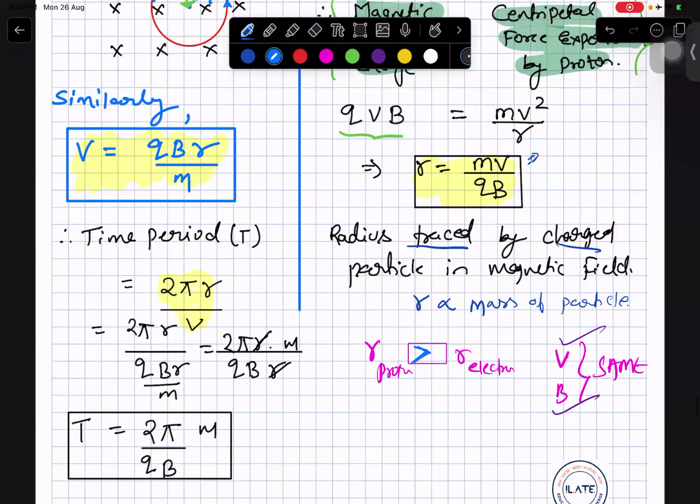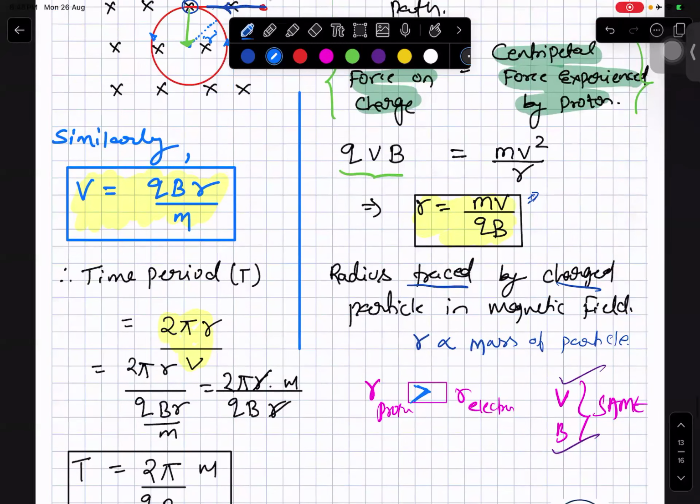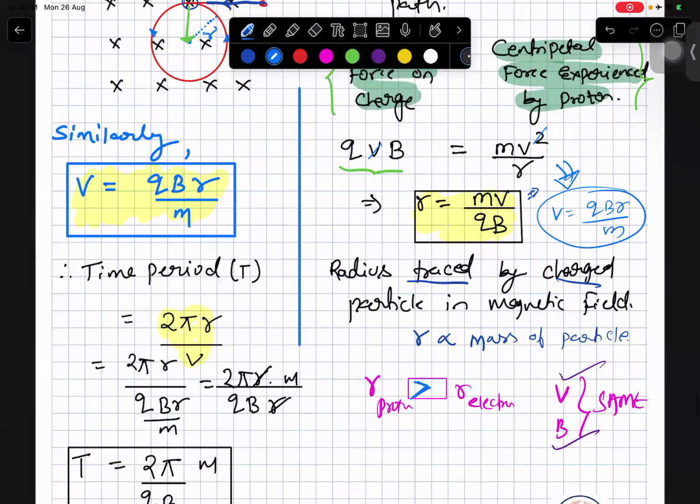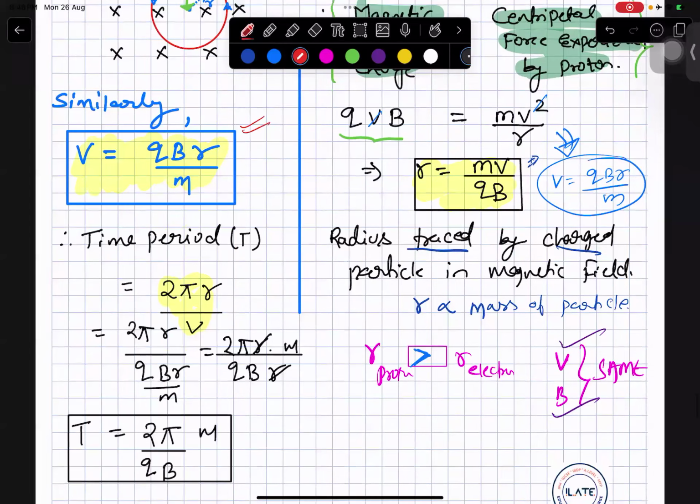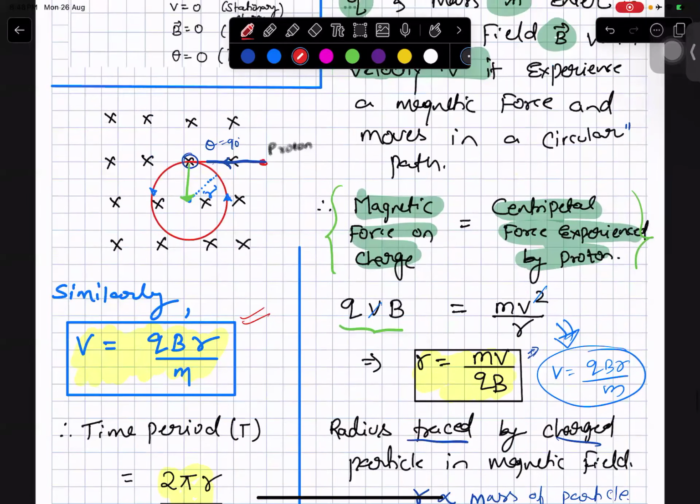Okay. So from here, I can also make v the subject. Now one of the v gets cancelled. So if I make v the subject, that will be equal to qBr upon m, right? So the speed of the smaller mass would increase in that magnetic field. Similarly, we got this, it's written over here. Now think about it.